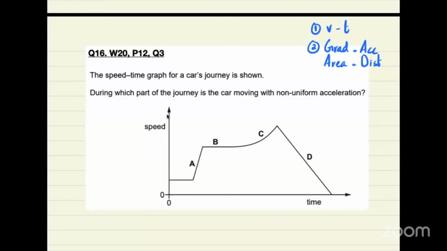Now it's telling me in which part of the journey is the car moving with non-uniform acceleration. Now what does non-uniform mean? In the context of kinematics, uniform means constant. So non-uniform means not constant. Now the acceleration is the gradient of this graph. So if I'm looking for non-constant acceleration, that means I'm looking for non-constant gradient. We know that lines have constant gradients and curves do not have a constant gradient. So what I'm basically looking for here is just a curve, and that's only happening with C. So that's why the answer to this one is option C.